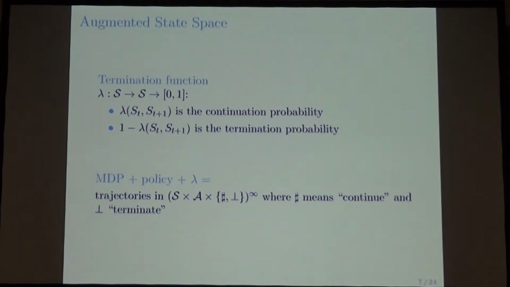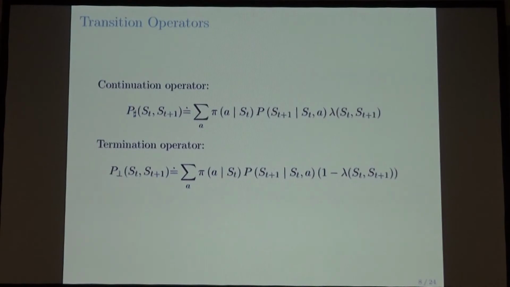So with probability lambda, your process continues, and with 1 minus lambda, your process terminates. By termination, I mean not termination in the actual environment, but termination of your computation. So when you're backing up values, you terminate your backing up process. Okay, so an MDP, a policy, and a termination function induce trajectories over that space, and I use the notation sharp to denote the event of continuing, and bottom to denote the event of terminating. So we can describe the dynamics of that process with these operators.